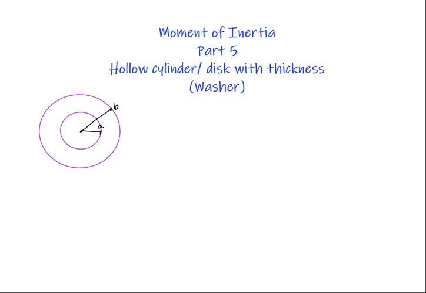In this video we're going to take a look at deriving the equation for a hollow cylinder or a hollow disc with some sort of thickness. What we mean by that is basically a washer, something that looks like this, where it's not a completely solid disc, but it's also not the thin hoop. So there's enough mass distributed across some area to make it matter. You can see I've labeled the inner radius as A and the outer radius as B. So there's a big hole here in the middle.